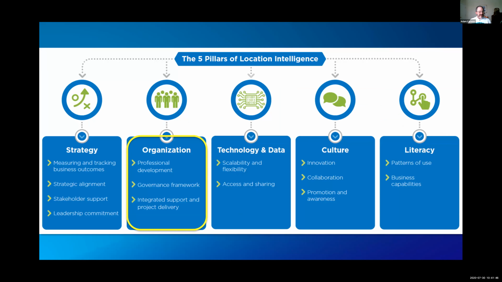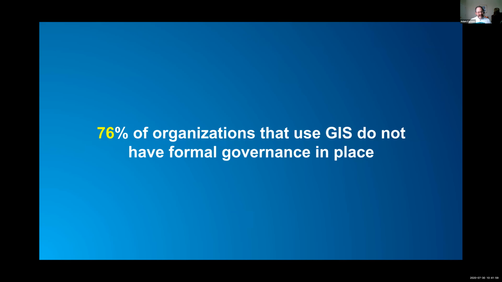All right, so let's look at the second bucket or second pillar here of location intelligence, and that's organization. There's lots of different things comprised about organization. I'm going to focus on organizational governance, and I'll go back to my second of my 5 numbers, and that is that 76% of organizations that use GIS do not have formal governance in place. And this is, again, another huge challenge as to why you're not providing the ultimate value to your organization. So I heartily suggest you start to work on some formal governance if you're part of that 76%.